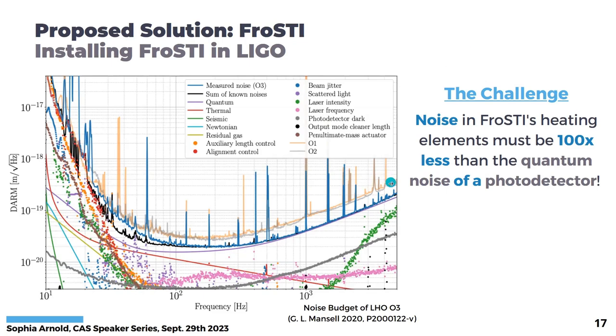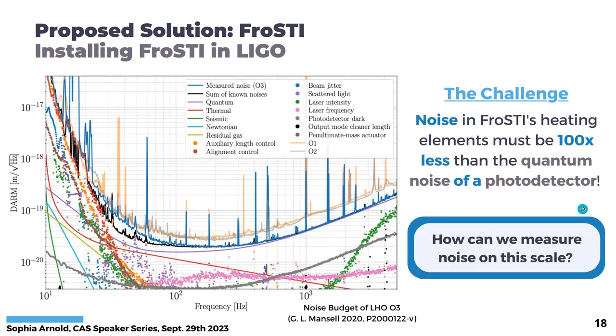Now, I've included this graph of one of LIGO's photodetectors, because in this gray line here, you can see the quantum noise of the photodetector, or effectively the noise of the photodetector. And you can see it's a bit lower than 10 to the negative 19. So how can we even make a measurement like that in a lab? We're talking about 10 to the negative 19. What even is that? How can we take that kind of measurement and not in LIGO? It's a completely abstract number to us at this point. So yeah, how can we measure noise on this scale?